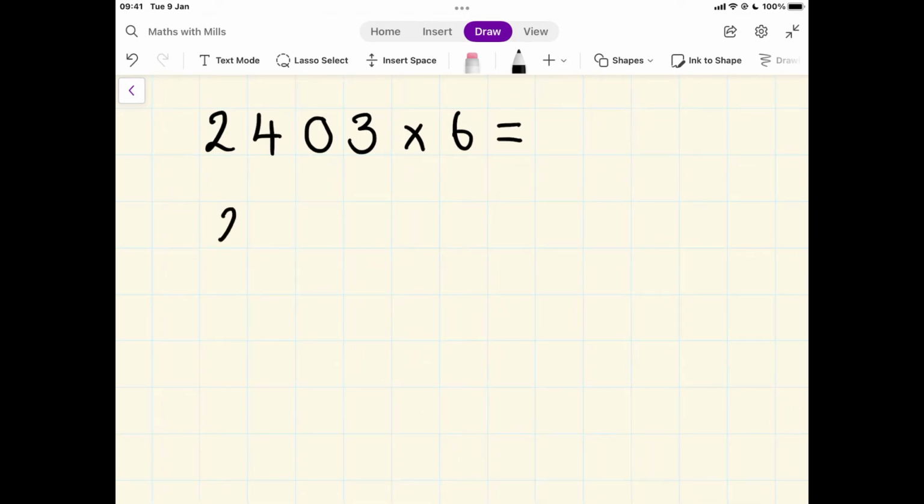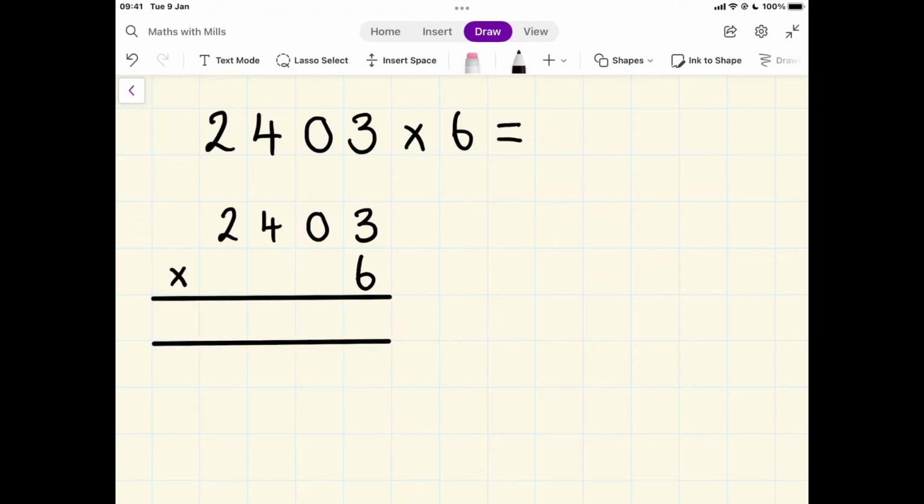I'm going to put 2,403 like that. Use my operation symbol for multiplication. And I'm multiplying by 6. Use my ruler to set my lines. And again. And then solve the problem. So, starting on the right and working each column in turn.